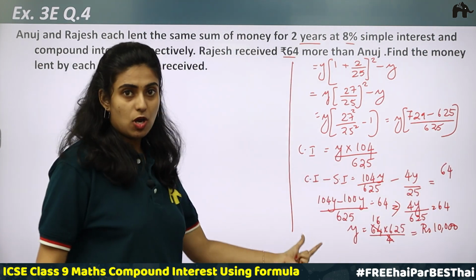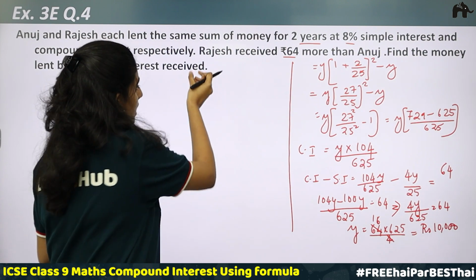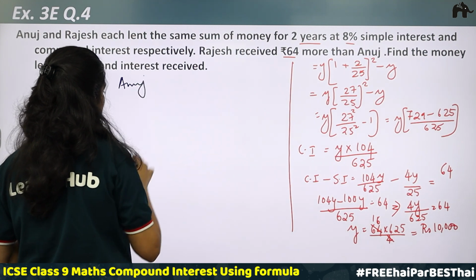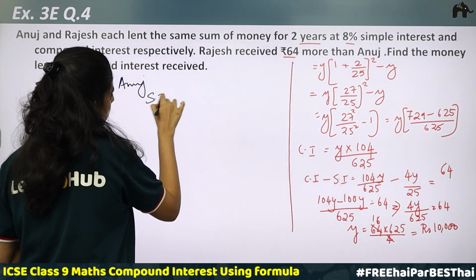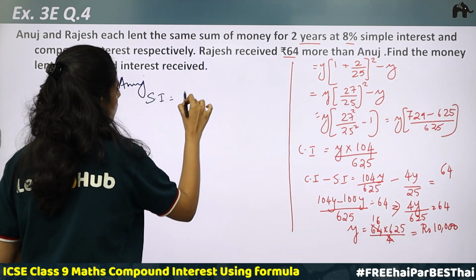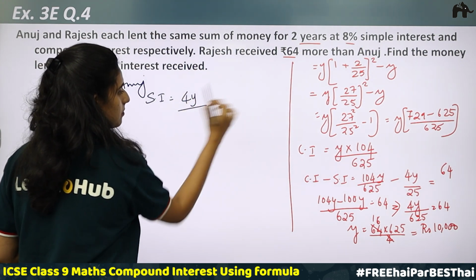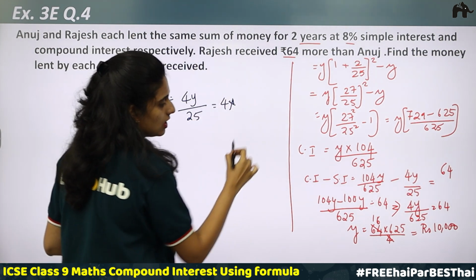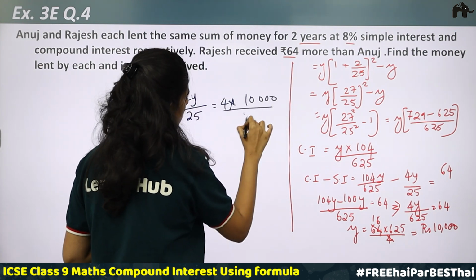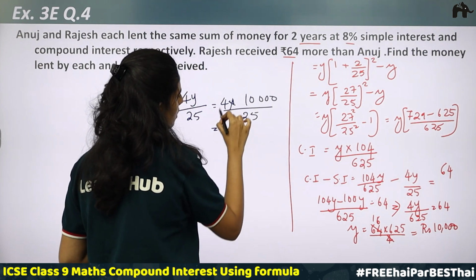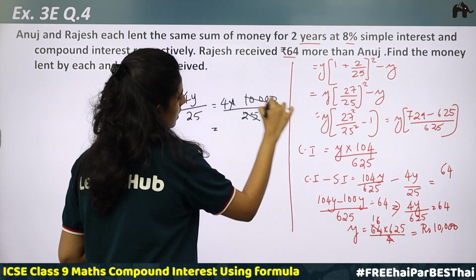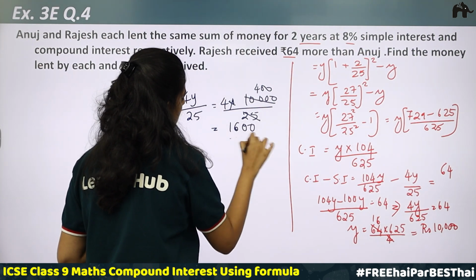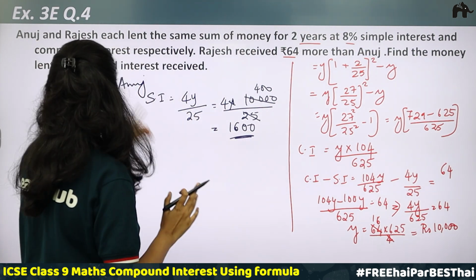So we got the amount. Now we have to find the interest that each of them gets. First, in case of Anuj, we have to find the interest. Here it is simple interest, and we got simple interest in this case equal to 4Y divided by 25. Put the value: 4Y, here the Y value is equal to 10,000, divided by 25. So you will get 4 into 25 into 400, so this is 1,600. So this is the interest amount that Anuj gets.